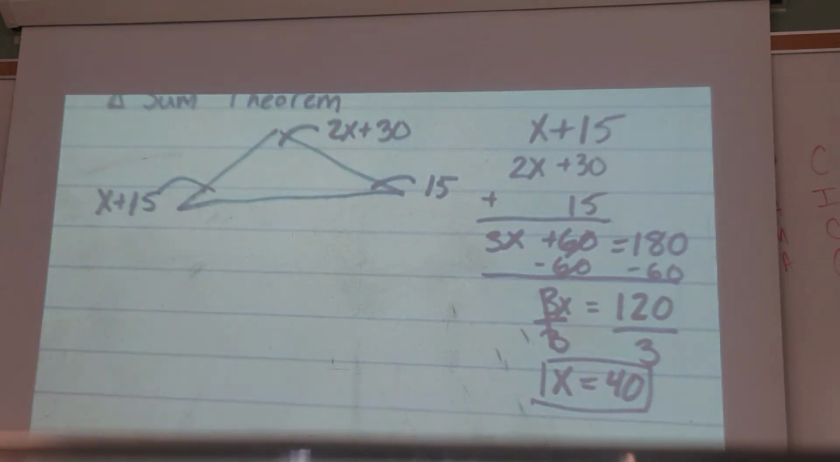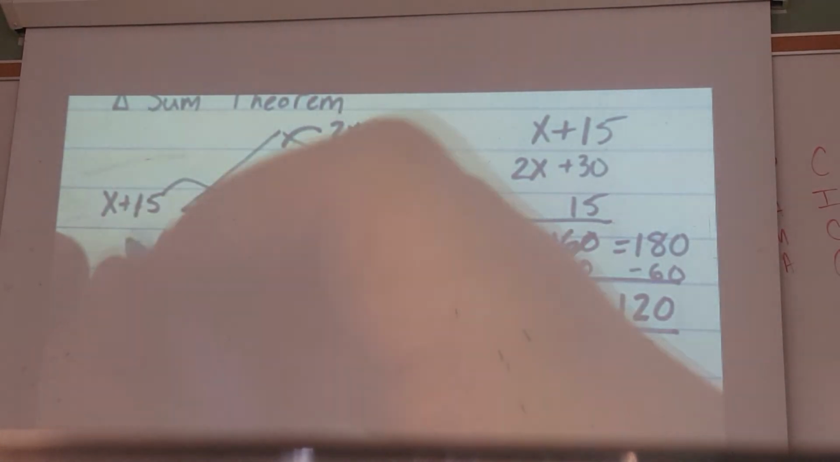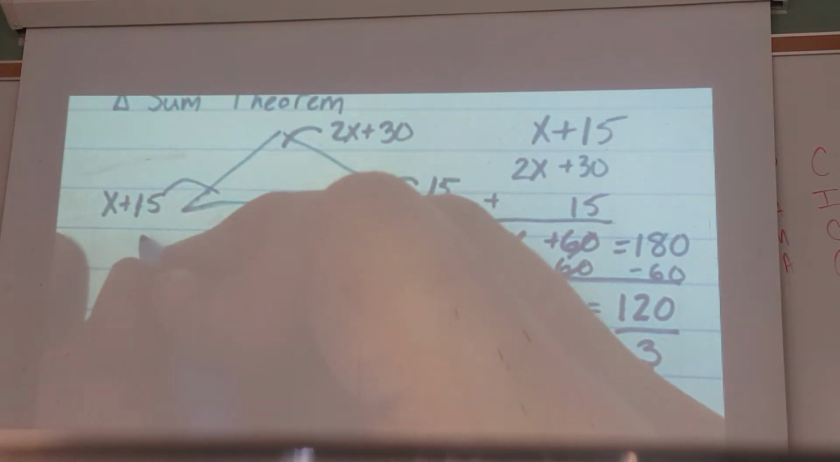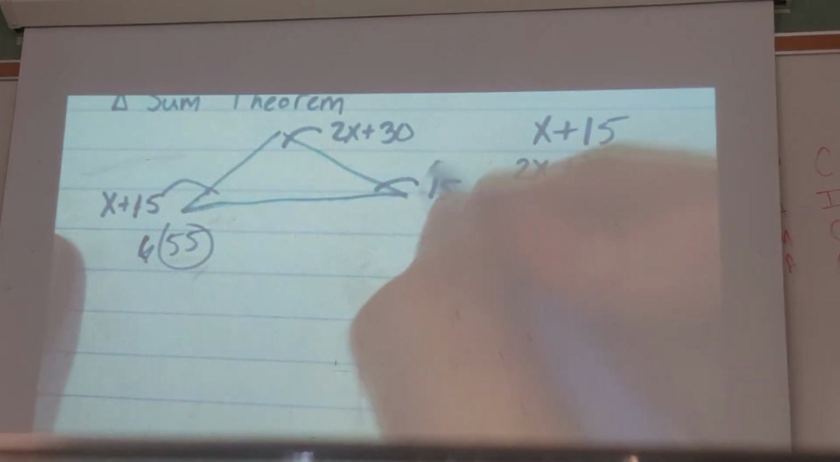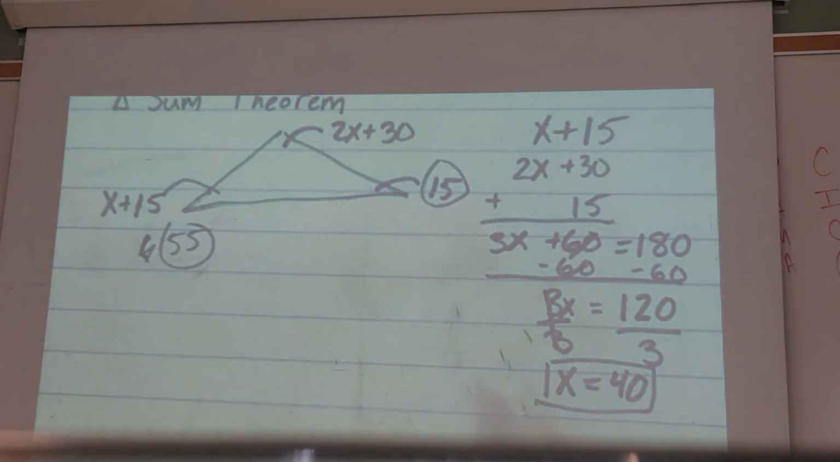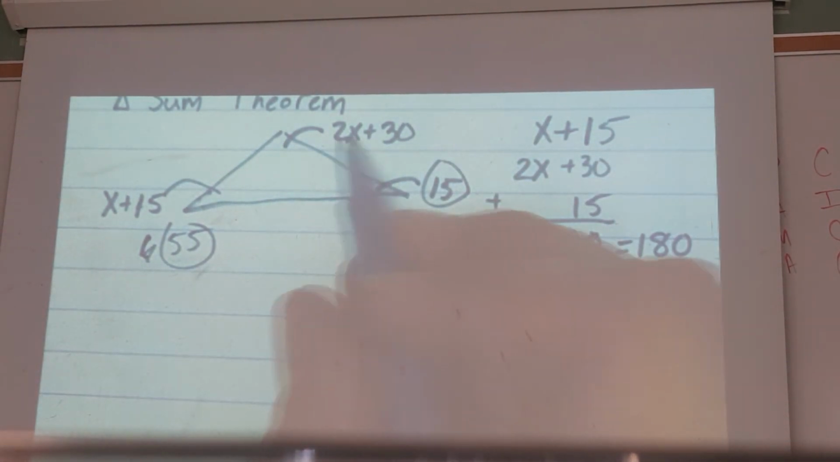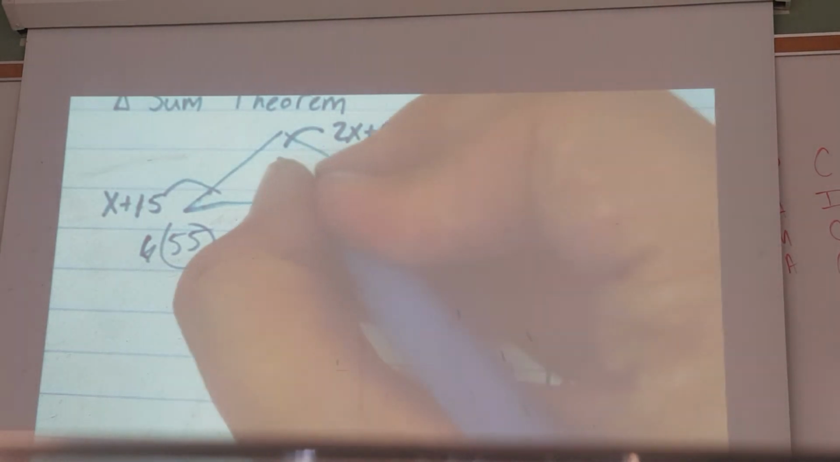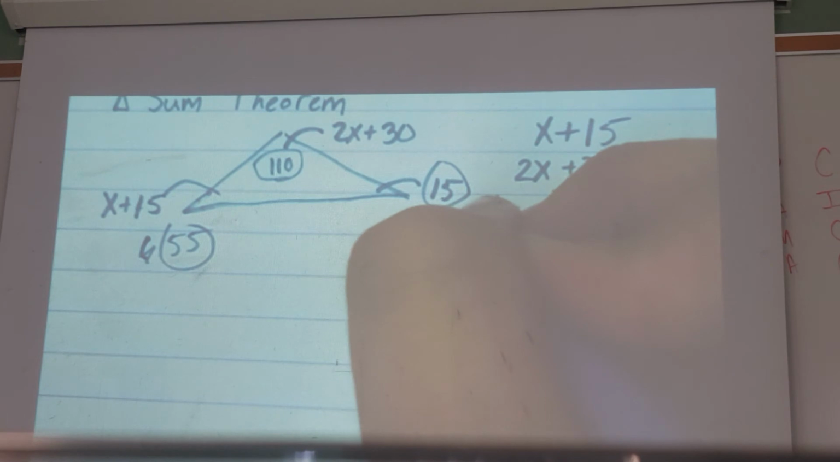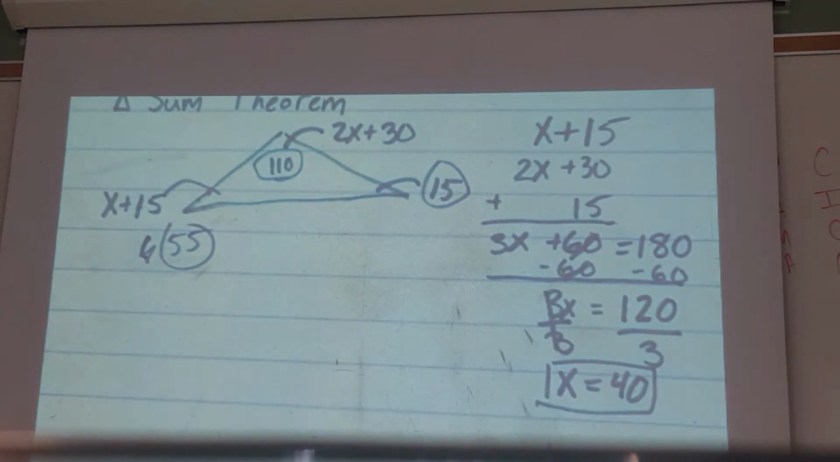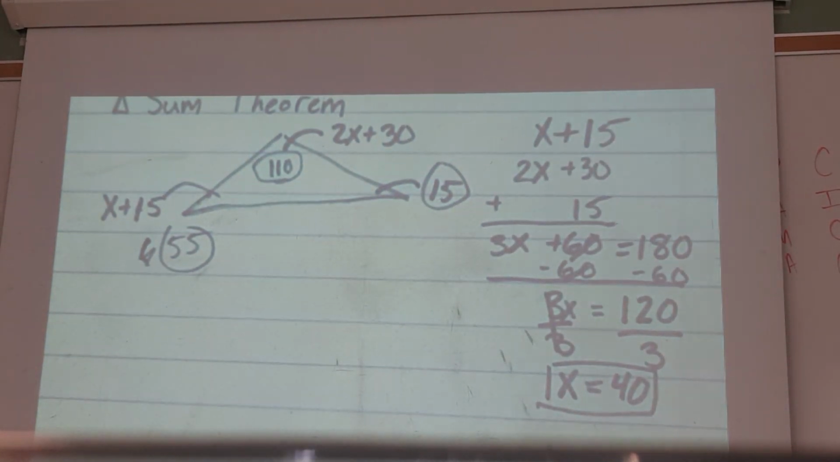It could ask me to go back and plug it in, and if it did, 40 plus 15 up here would give me 55. Over here, I already knew that was 15. And since I know that stuff, I can plug in up here: 2 times 40 is 80, 80 plus 30 is 110. And you could double check: 110 plus 55 is going to give me 165, and 165 plus 15 is, in fact, 180.